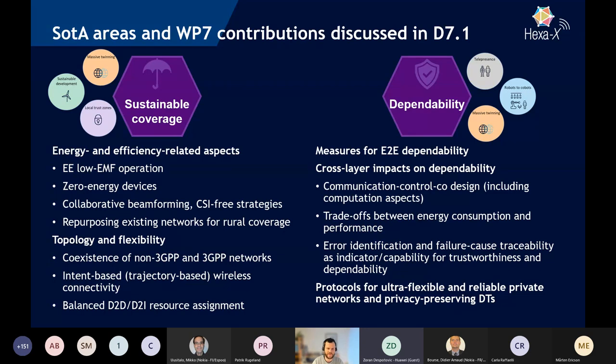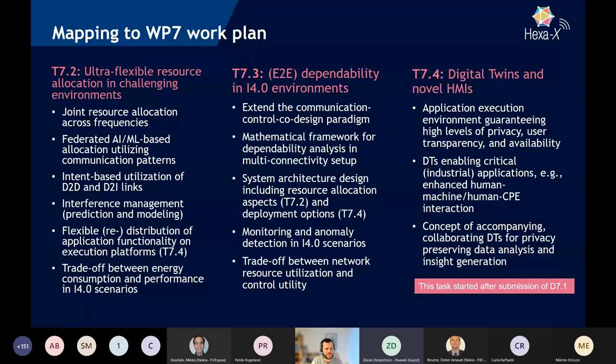which brings me also to the work plan and to the description of the tasks we have in our work package. So we have three technical tasks, one working on ultra flexible resource allocation in challenging environments. I'm not going to read all the bullets here. We have a second task working on end-to-end dependability, focusing on industry 4.0 environments. So those are the two tasks matched towards the use cases we discussed earlier.